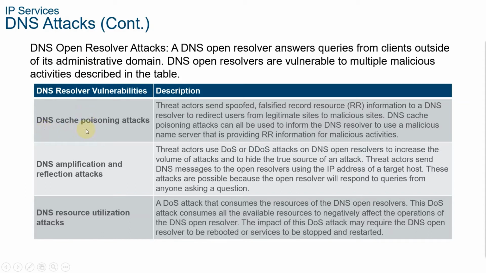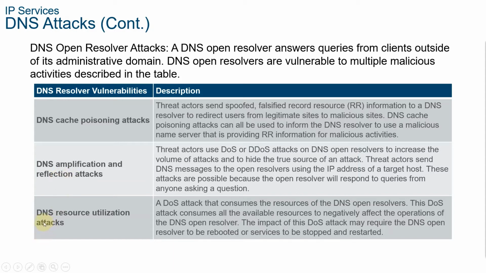This includes the DNS cache poisoning attacks, wherein threat actors send spoofed, falsified resource records or RR to a DNS resolver to redirect users from legitimate sites to malicious sites. The next one is the DNS amplification and reflection attacks. This is where the threat actors use denial of service or distributed denial of service attacks on DNS open resolvers to increase the volume of attacks and to hide the true source of an attack. The threat actor sends DNS messages to the open resolvers using the IP address of a target host.